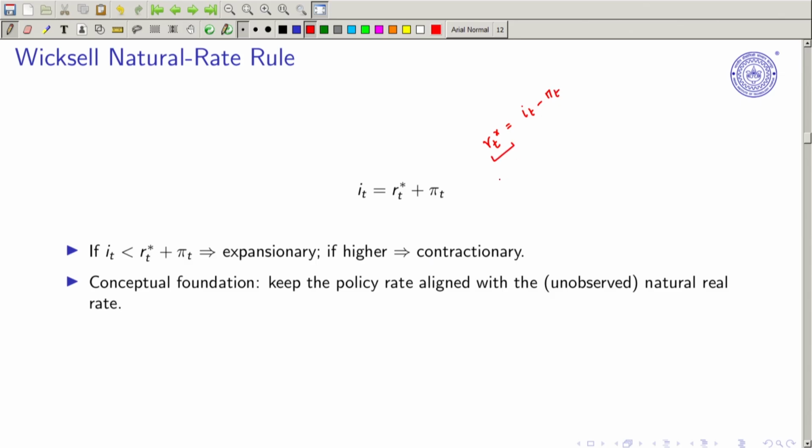So if you remember, I discussed this, what we call the central bank credibility. Central bank credibility, right? What is the meaning of it?